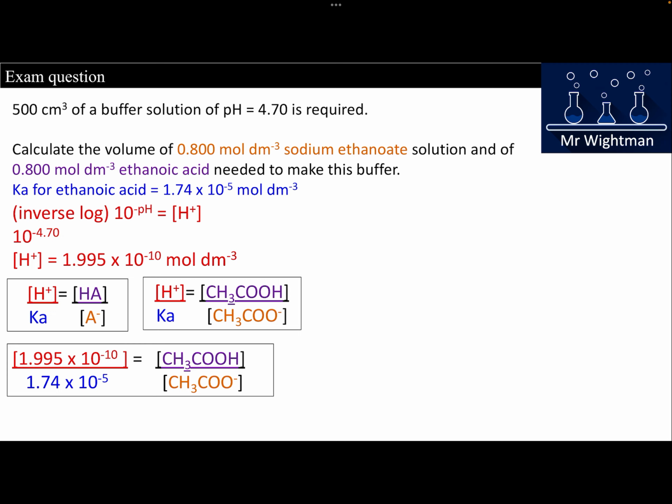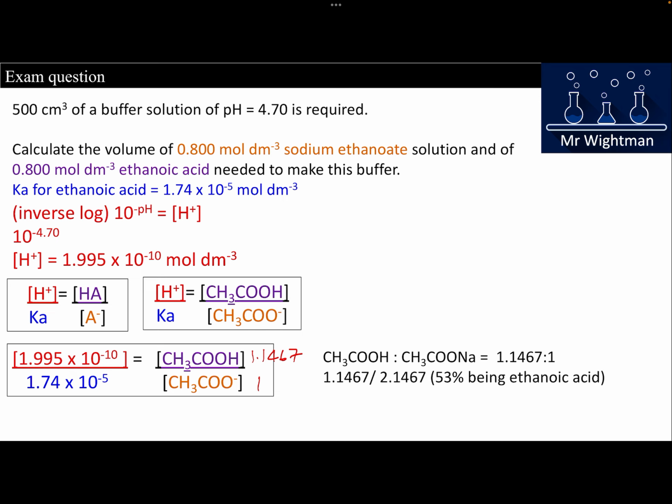So doing the hydrogen ion concentration over the Ka gives us, for every 1 of the salt, you need 1.1467 times of the ethanoic acid. So as a percent, that would be around 53% if you were to take the total as being the combined 2.1467. So 53% of 500 ml will tell you how much ethanoic acid you need, and that's going to be 267 of the ethanoic acid, with the remainder being 233 for the sodium ethanoate.